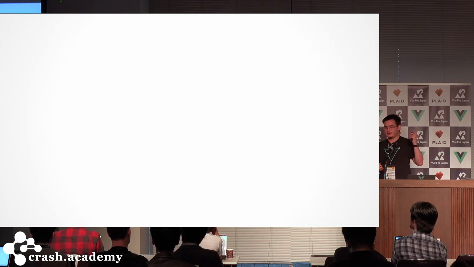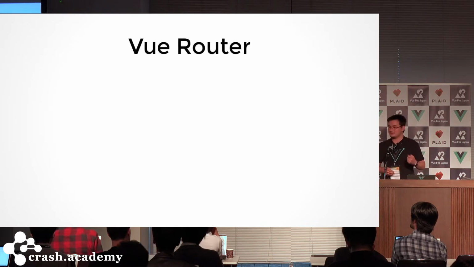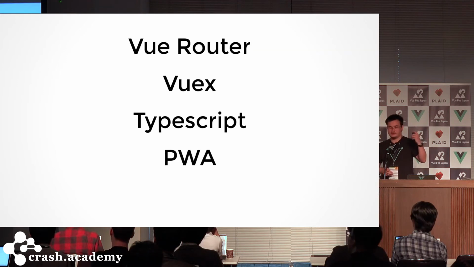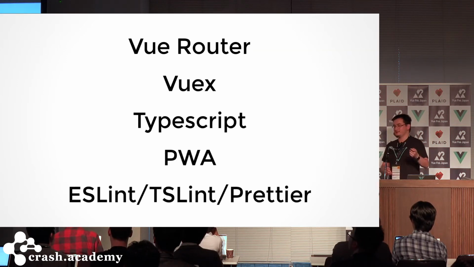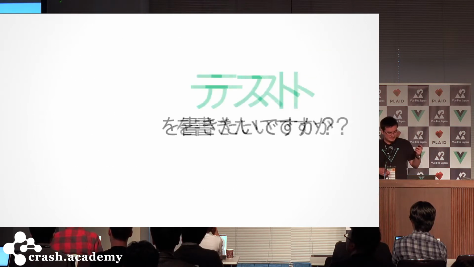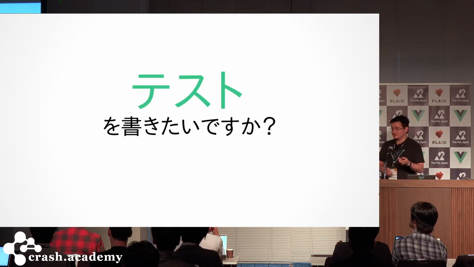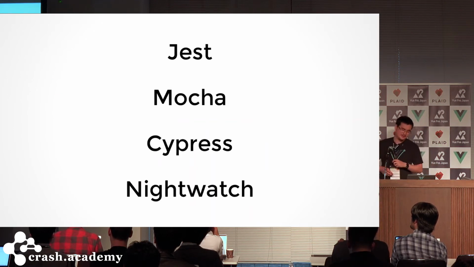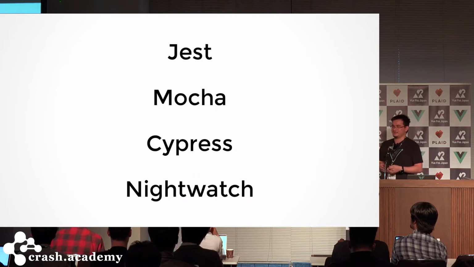So, for example, you can select if you want Vue router support, Vuex, TypeScript, PWA, different linting tools. And even if you need tests, we got you covered with different solutions like Jest, Mocha, Cypress, and Nightwatch. And all of those are also built in, so you don't need to do anything except selecting those when you create a project.